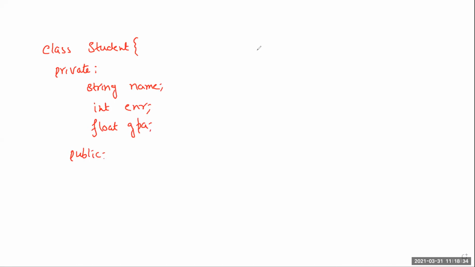Now suppose I make some function in the same class. Now within this function, if you write cout GPA, whatever is the GPA of the student, it will be printed.